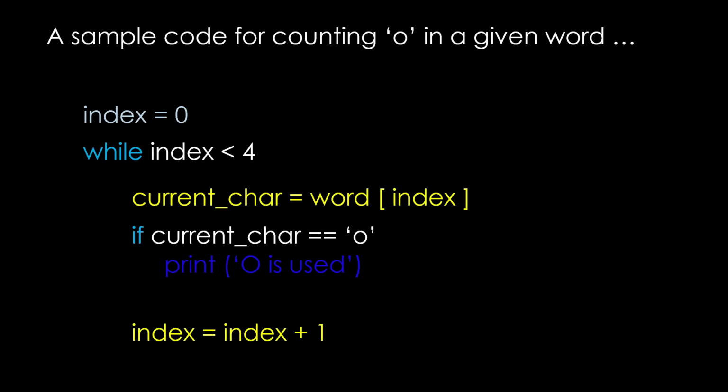So the code for counting O would look something like: index equals 0, while index less than 4, current_char, which is a short form of character, equals word within square brackets index. If current_char double equals O, print O is used. Index equals index plus 1. Let me explain what it means.